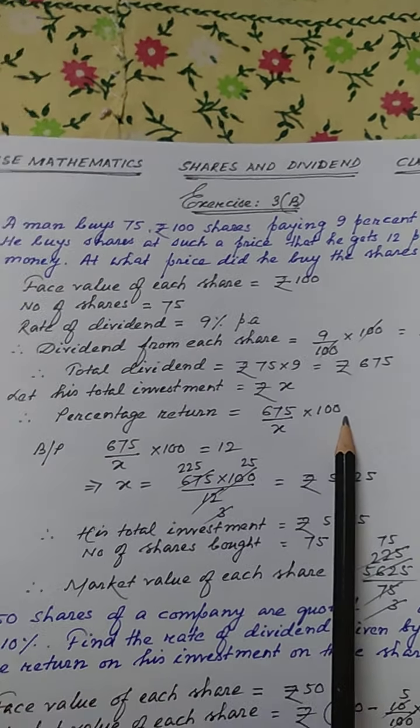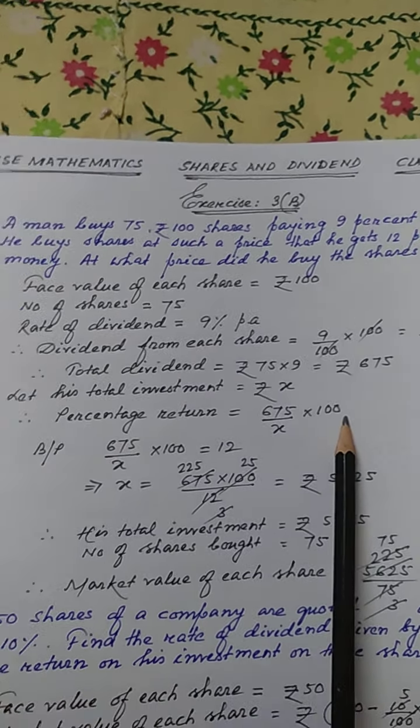So number of shares bought will be total investment divided by market value of each share, that is 11,200 divided by 140, and it's coming 80. Therefore, the rate of dividend is given here, that is 6% per annum. So his annual dividend will be 6% of 100 rupees, 6 by 100 into 100 into number of shares, that is 80. So it is rupees 480.